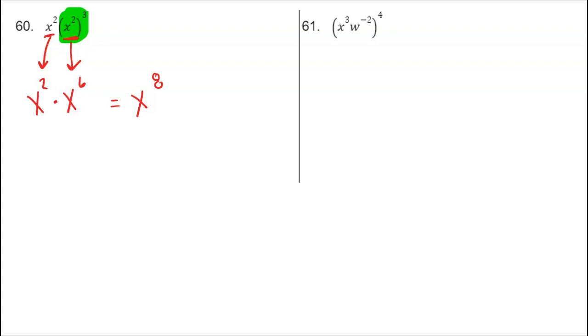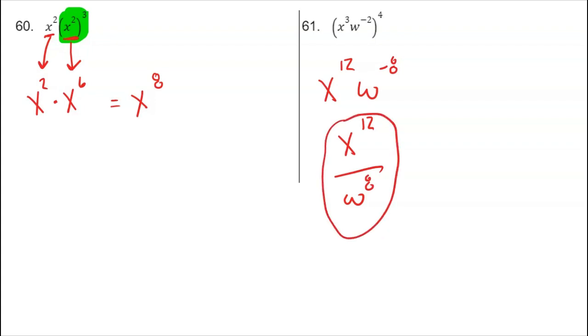All right, here we have x cubed times w to the negative 2, all raised to the fourth. So that's basically x cubed w to the negative 2 four times. That's going to be x to the 12th, w to the negative 8. Again, we're multiplying 3 times 4 to get 12, negative 2 times 4 to get negative 8. Now, the only thing I have to do is move that w to the denominator because we don't like those negative exponents. So there is our final answer.